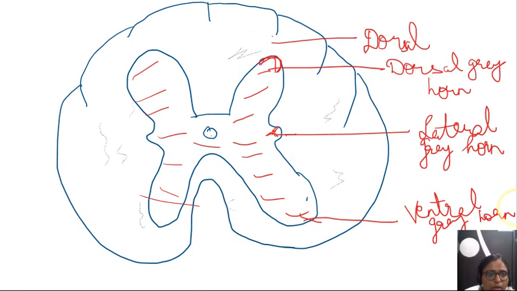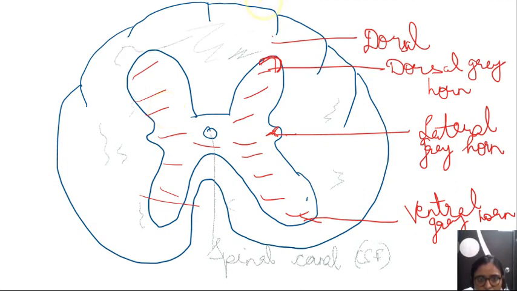And the central portion, this, is called the spinal canal. Here the CSF, cerebrospinal fluid, is running, in which the spinal cord is dangling. Fine. And this is a white structure, the white matter whole. So we have to name according to it.